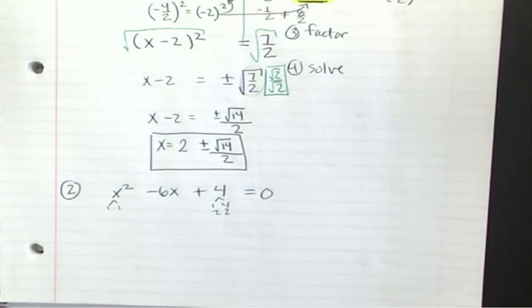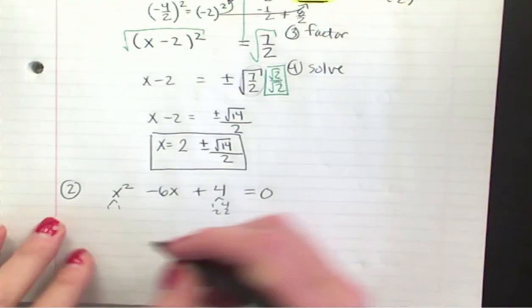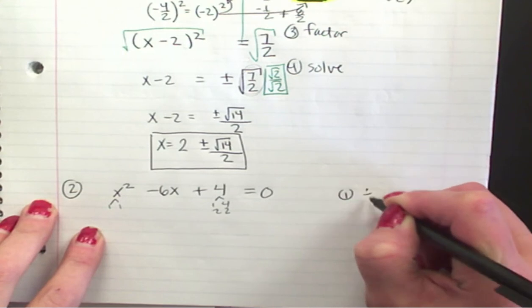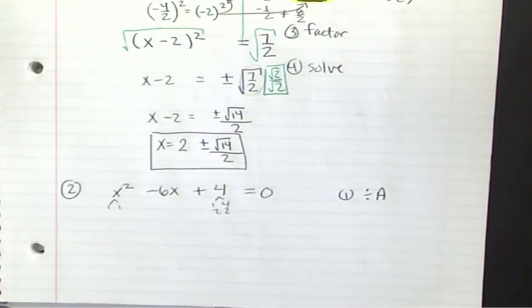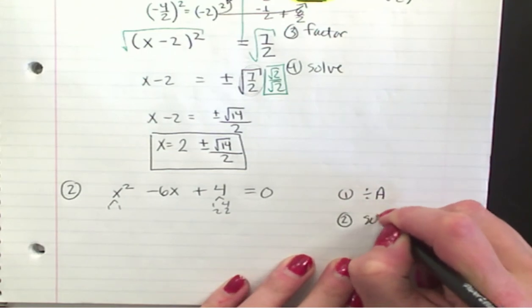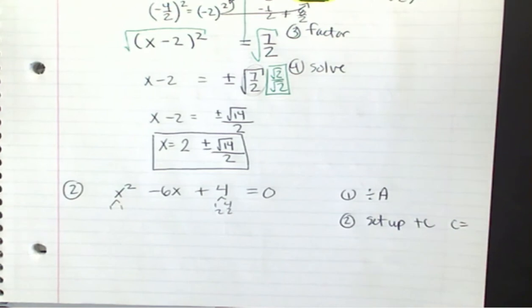Okay. There's more than one x, so I can't isolate. I'm looking at my flowchart. It can't factor. Now I complete the square. Okay, step 1. Divide by a. Well, a is 1, so nothing changes. Step 2. Set up your plus c and actually find your c.